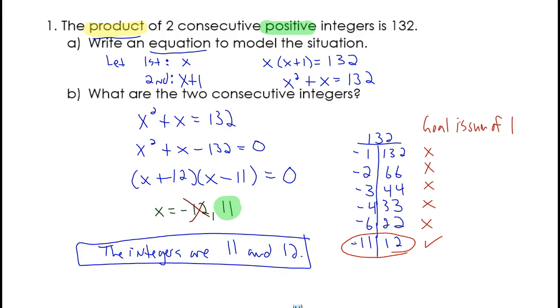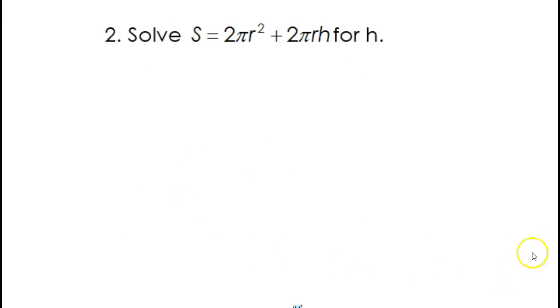All right, something like that. So first we made an equation by multiplying the product of some unknown number and the number that comes right after it. And after doing that, we got a quadratic that we were able to then solve by factoring to get our two integers. Example number 2: solve s equals 2 pi r squared plus 2 pi r h for h.